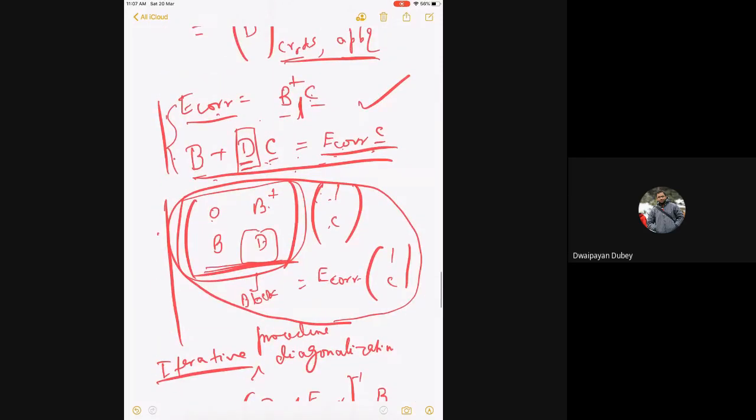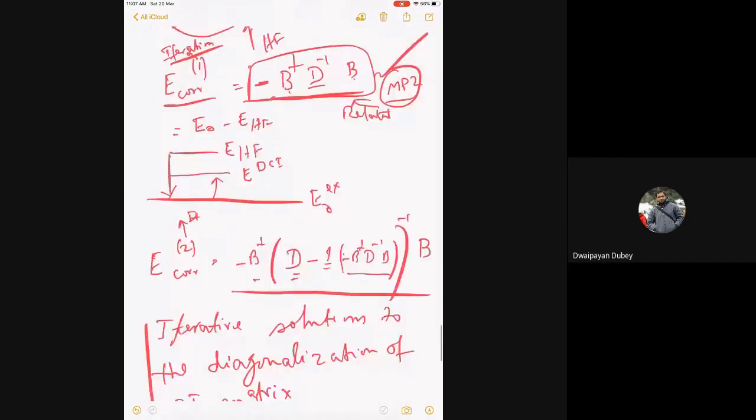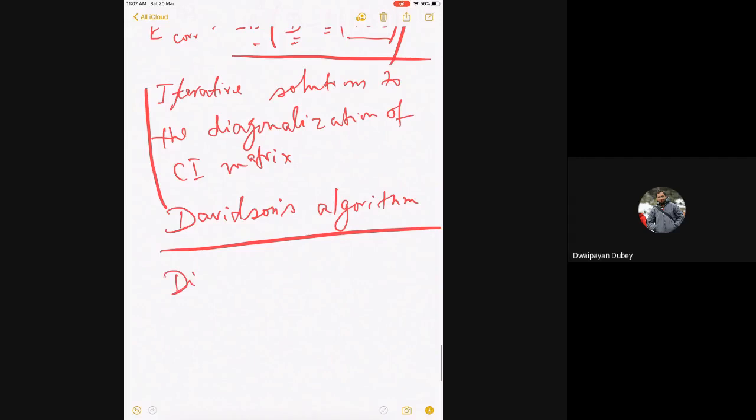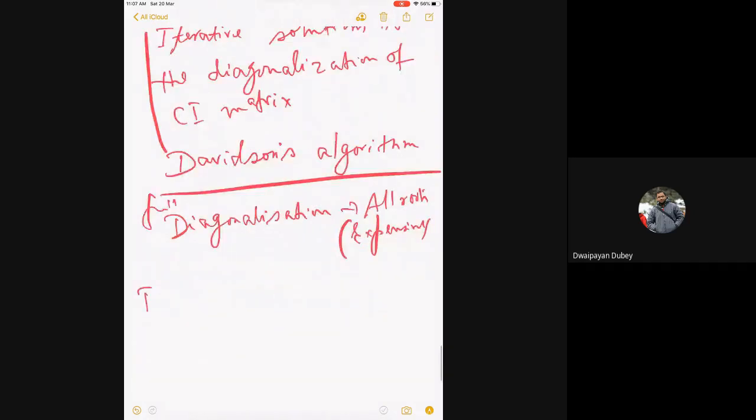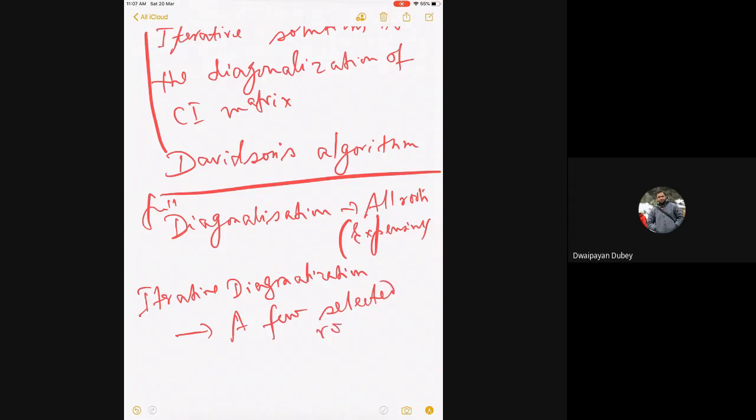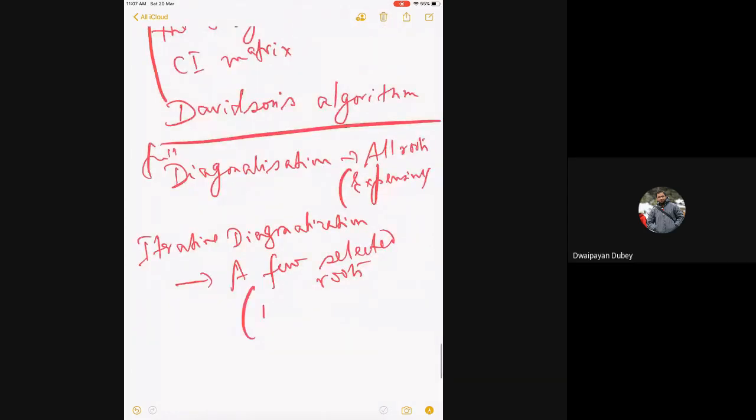So in a way, if I solve this equation by actual diagonalization, I will get all the roots. So diagonalization gets me all the roots, but it is expensive. If you do a full diagonalization, you get all roots, but it is very, very expensive. Whereas with an iterative diagonalization, depending on the guess, and my guess is good that I'm getting the ground state, I can get a few selected roots. And it's a faster procedure.